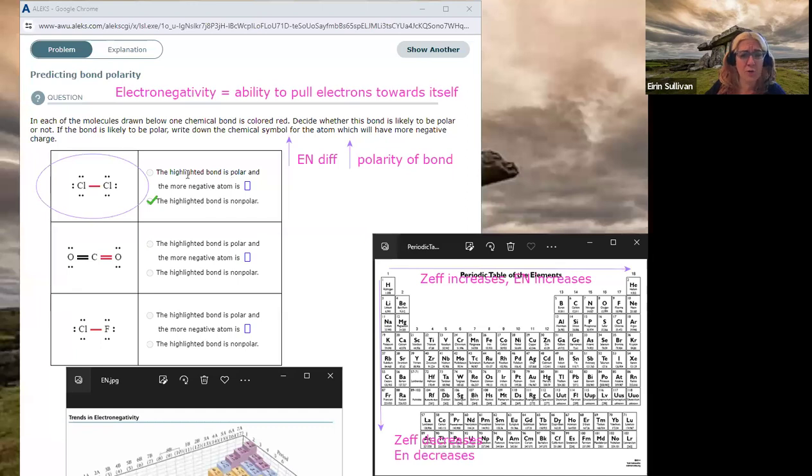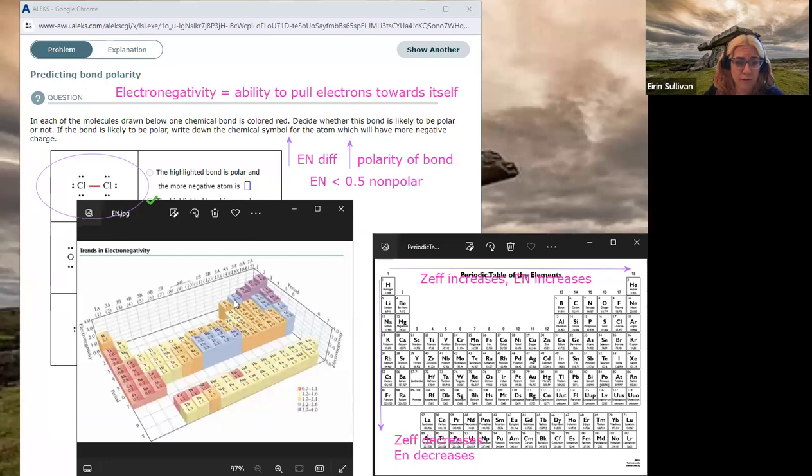So the general rule is if our electronegativity difference is less than about 0.5, we would say that is non-polar. An easy way to remember this is that in organic chemistry, the carbon-hydrogen bond is considered to be non-polar, otherwise organic chemistry would be very different. So look at the difference in electronegativity between carbon and hydrogen: 2.5 minus 2.1 is 0.4. So 0.4 is definitely considered to be non-polar.